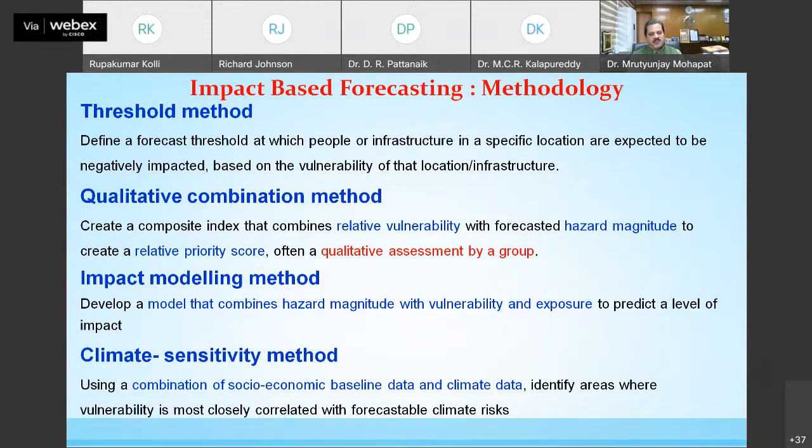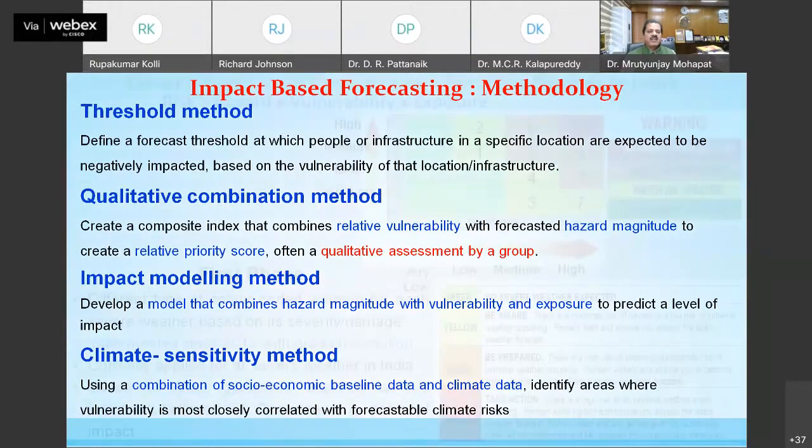relative vulnerability with forecasted hazard magnitude and create a relative priority. Then the third method, we go for the impact modeling method. There, what we actually do is combine the hazard magnitude with the vulnerability and exposure to predict the level of impact. And finally, we go for the climate sensitive method, using a combination of the socioeconomic baseline data and climate data and identify the areas where vulnerability is most closely correlated with the forecasted climate risks.